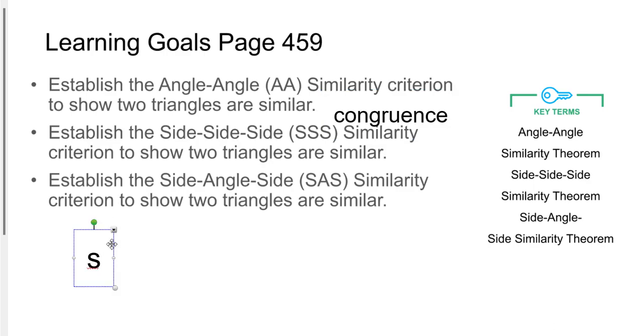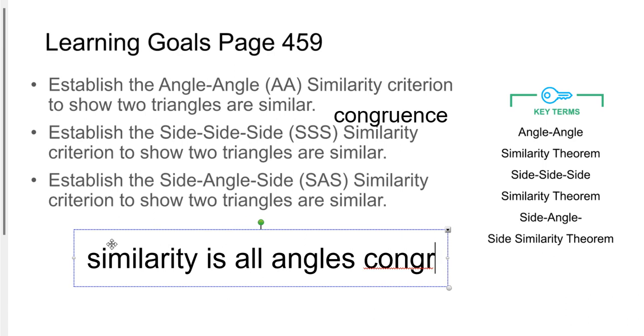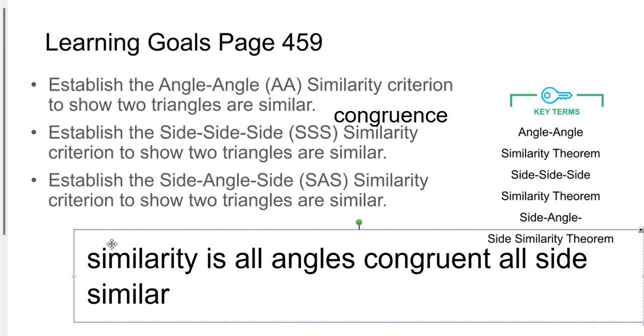So let's review. Similarity is all angles congruent, all sides similar, which is sort of cool. It's similarity. It's the same word with a little itchy at the end. So we're going to jump right into it.